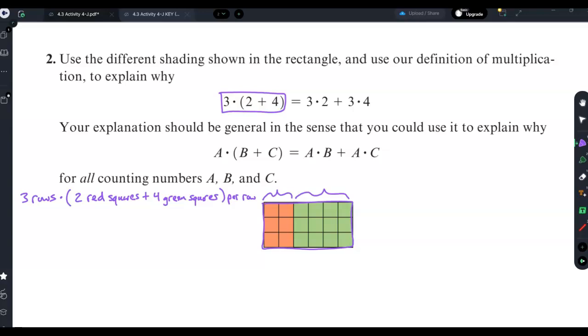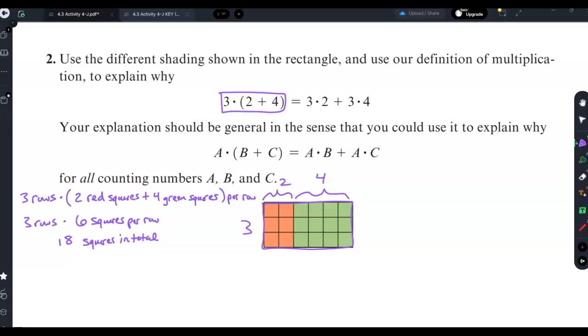So what we could do is say, if I put them together, I don't need to figure out the red and the green separately. I'm just going to put them together and say 2 plus 4 is 6, right? So this is doing what's in parentheses first, following order of operations. We could say this is really 3 rows times 6 squares per row. By putting them together, I'm saying I don't care about the differences in color. Then I'm just doing 3 times 6, which gives me that there are 18 squares in total.